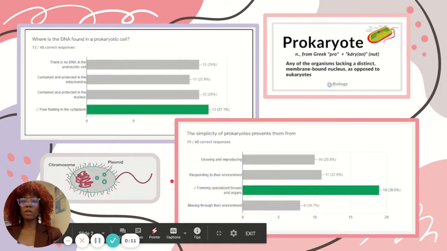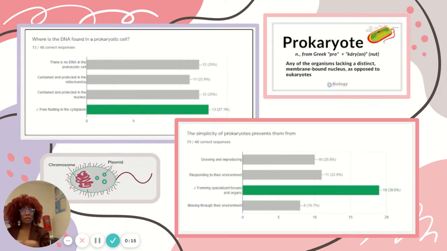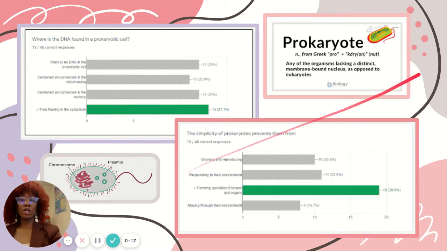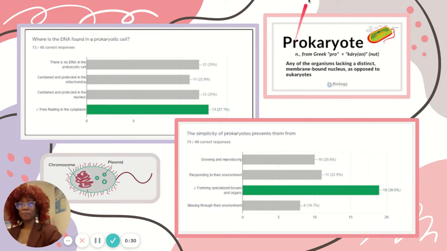But actually, before we get into the lesson, I want to review some things that I noticed were misconceptions. We should all know that a prokaryote is any of the organisms that lack a nucleus. They're just simple organisms, they're small. It's going to be bacteria and archaea. Those are prokaryotic organisms, okay?